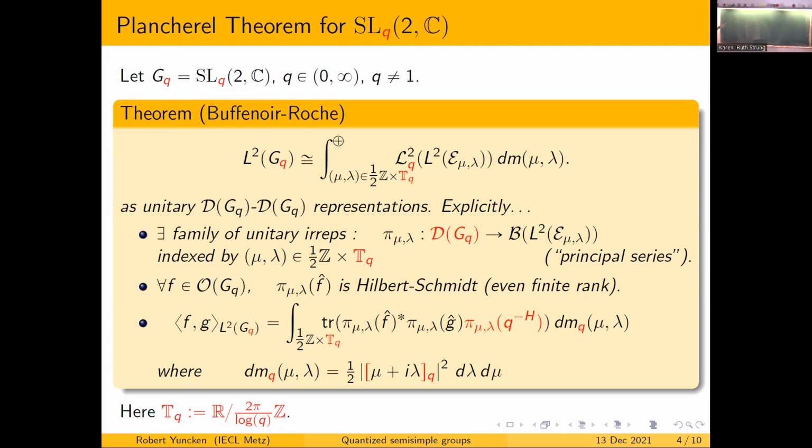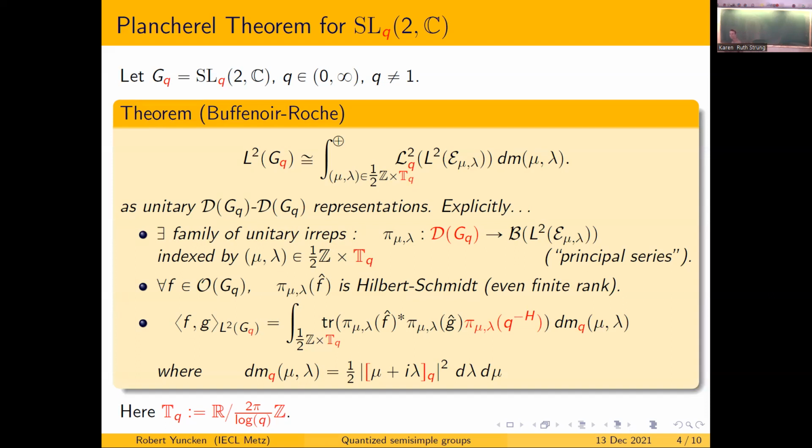We still have principal series representations. They're now indexed still by an element of R, if you like, but there's some periodicity in that. In the same way that we saw yesterday, there's some periodicities due to the fact that q numbers have some periodicity because they involve q to the power of something. The same appearance happens here. So we replace the continuous parameter lambda in R with the continuous parameter lambda in R modulo 2 pi over the log of q times Z.